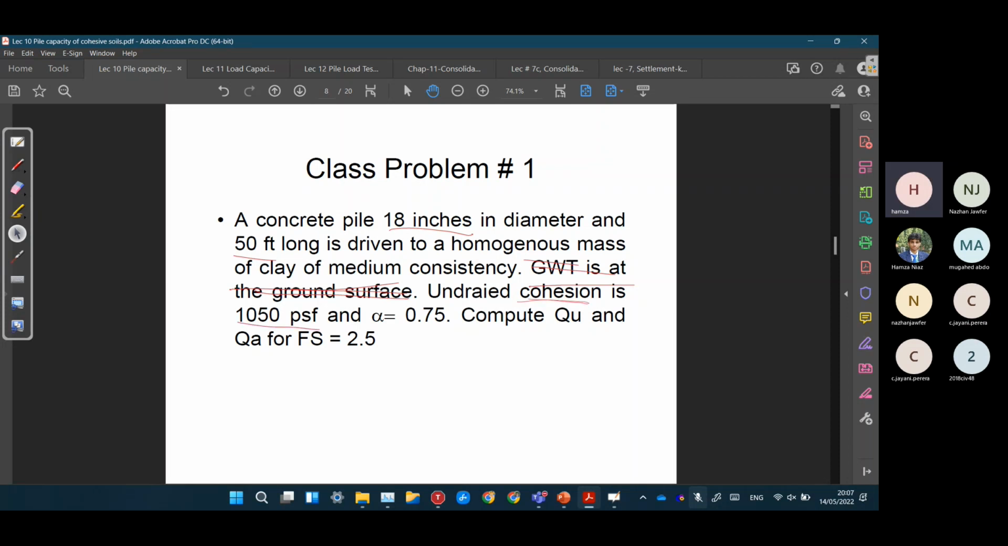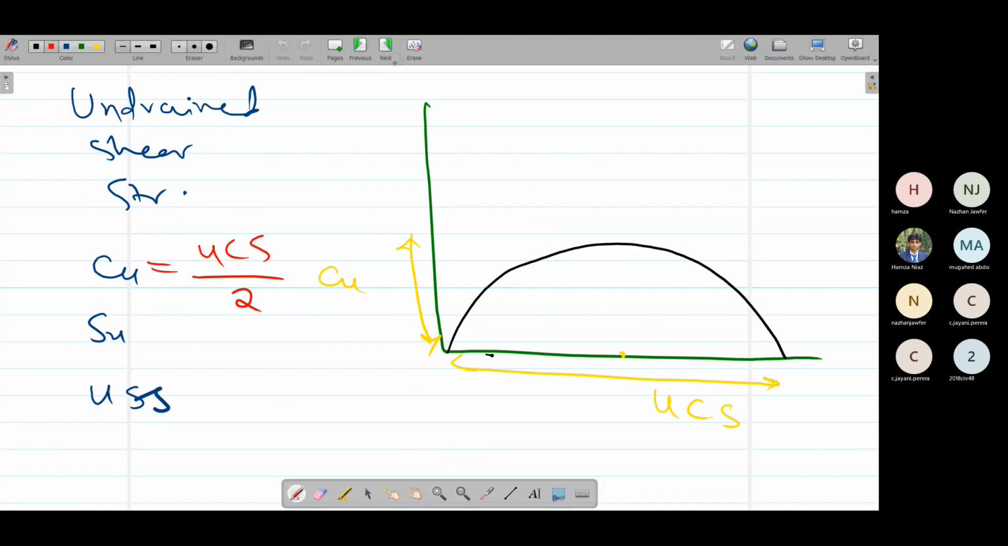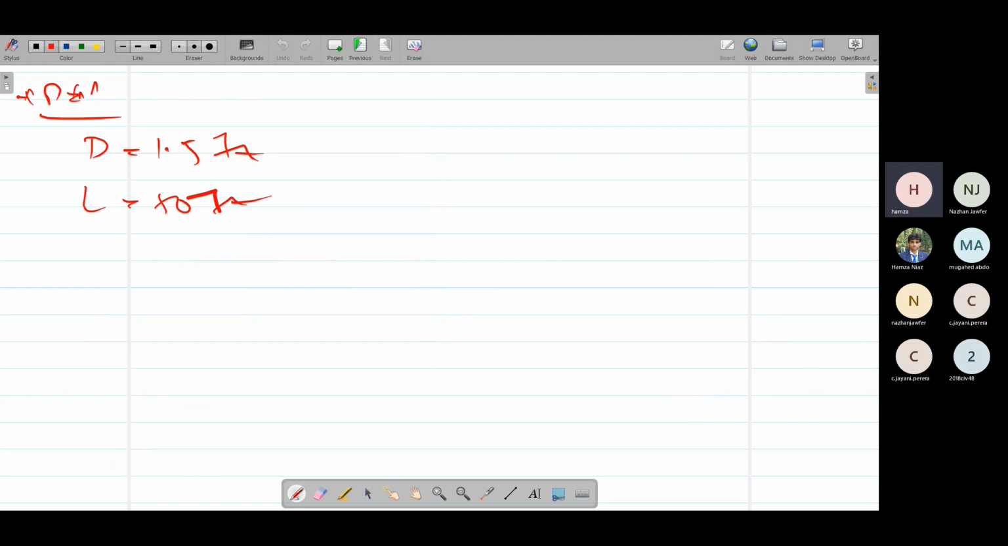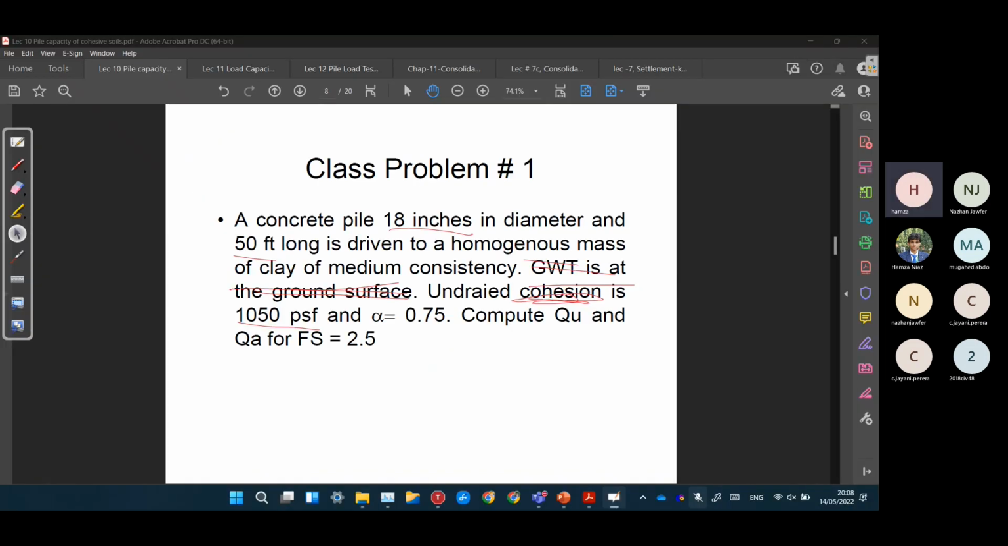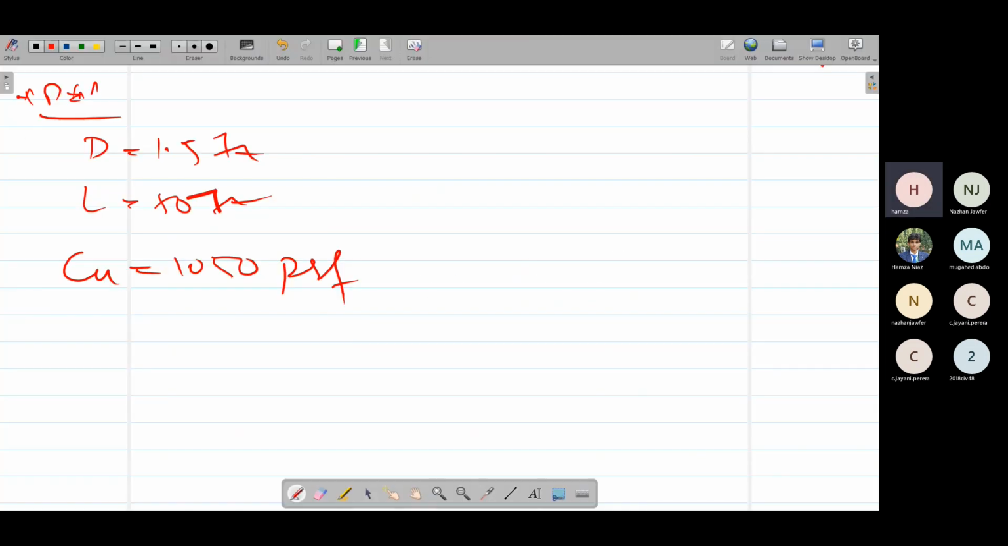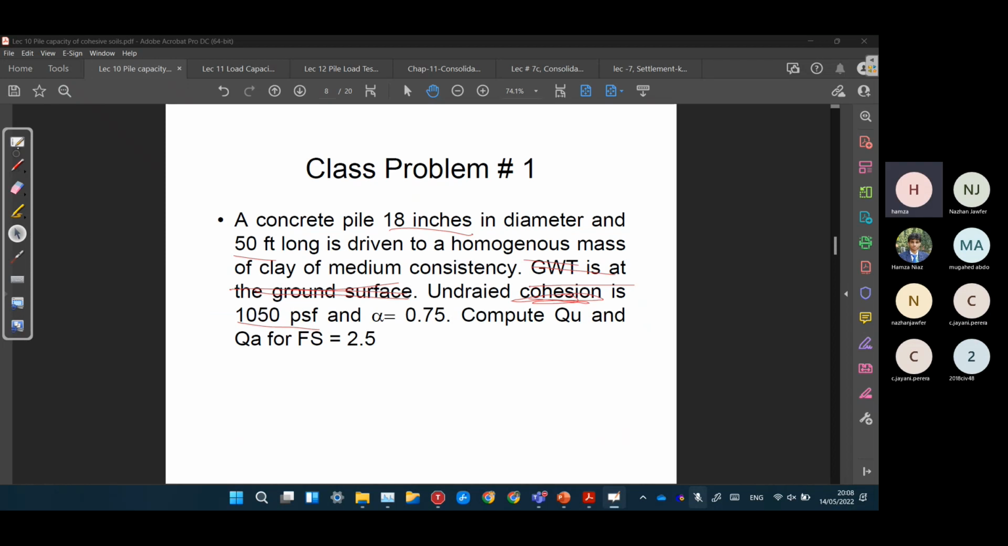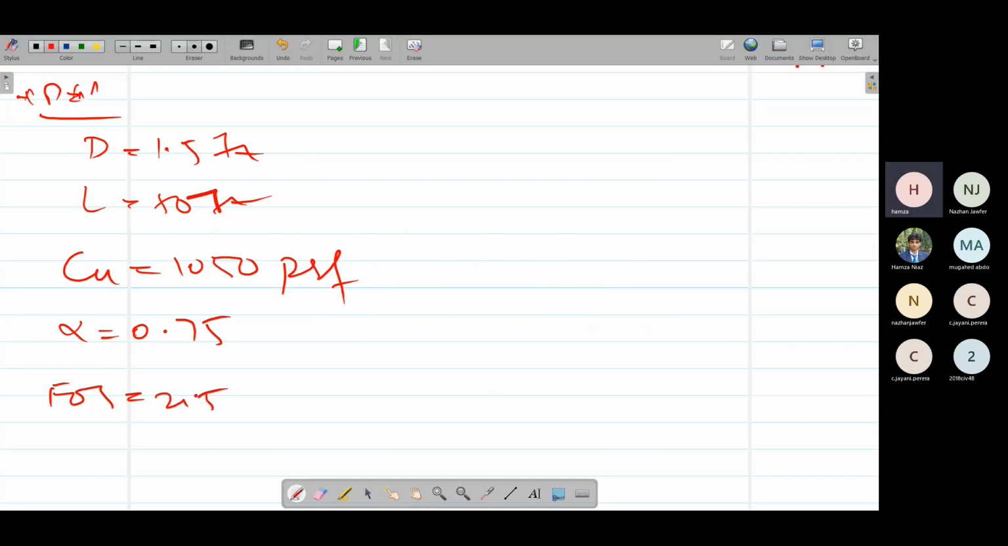Undrained cohesion is Cu. Cohesion is also the Cu value. So the undrained cohesion Cu is 1050 pounds per square foot, PSF. The alpha is 0.75 and the factor of safety is 2.5. So these are all the values given.